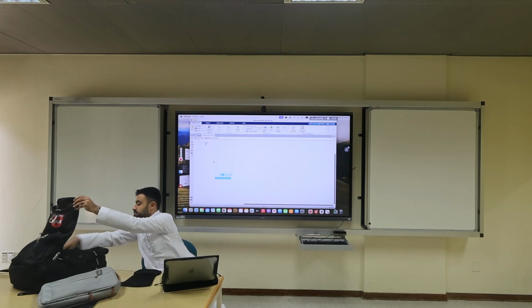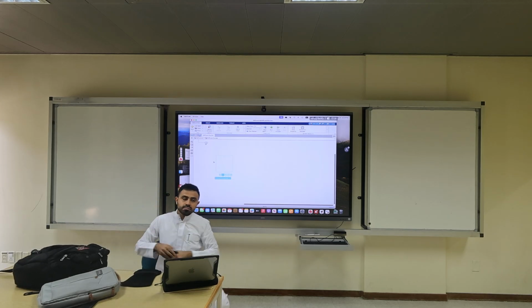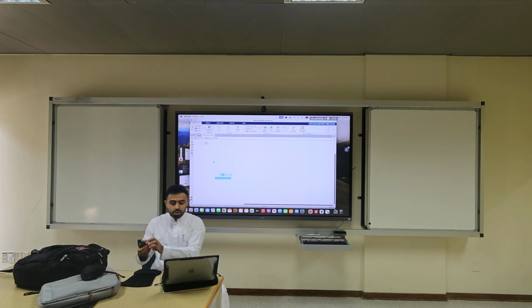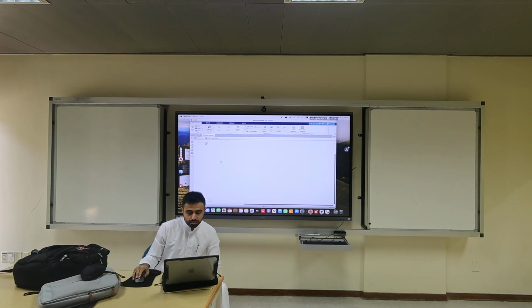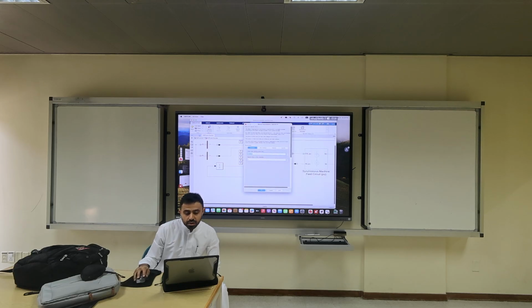Let's use our mouse. So in homework 2, I will ask you to explore this model. What is this model? This is a synchronous machine AC1C mask. This block implements a synchronous machine excitation system, including AVR and exciter. So we're combining the AVR and the exciter together.